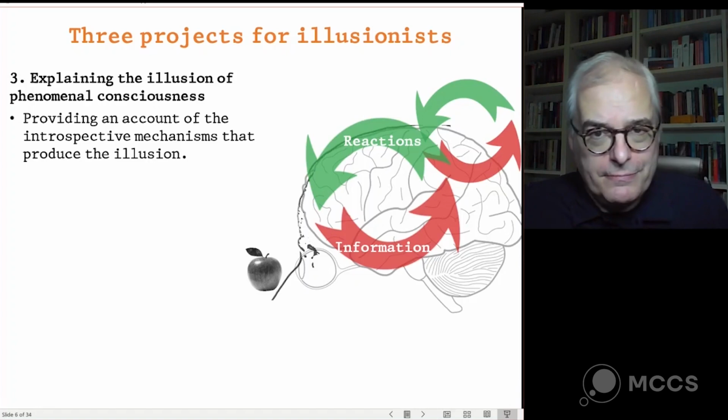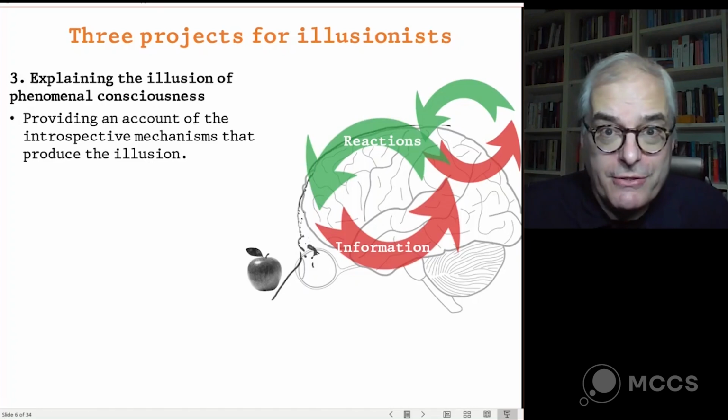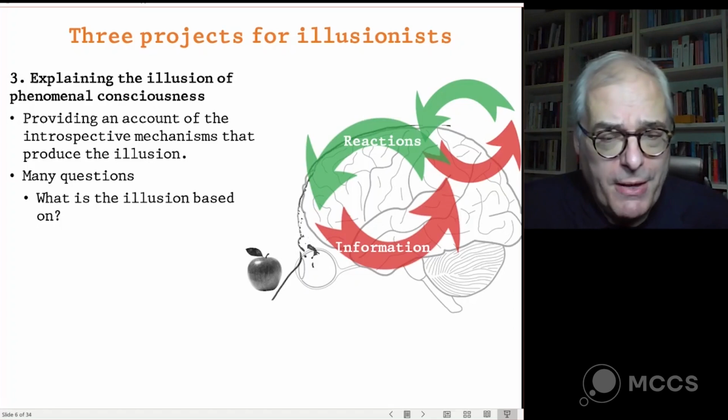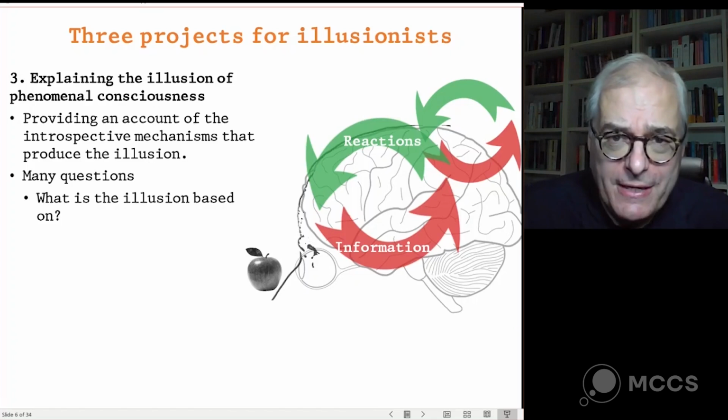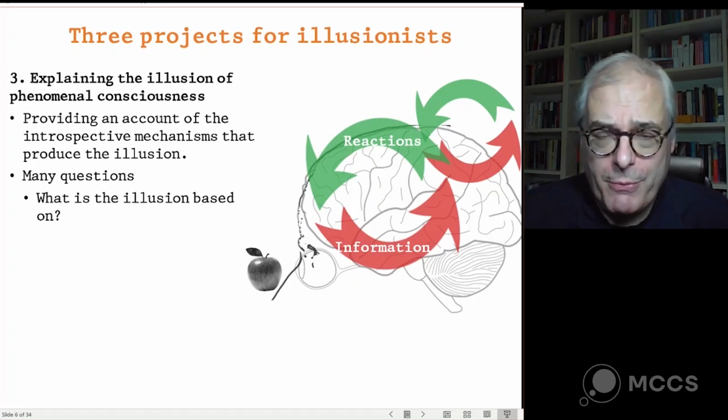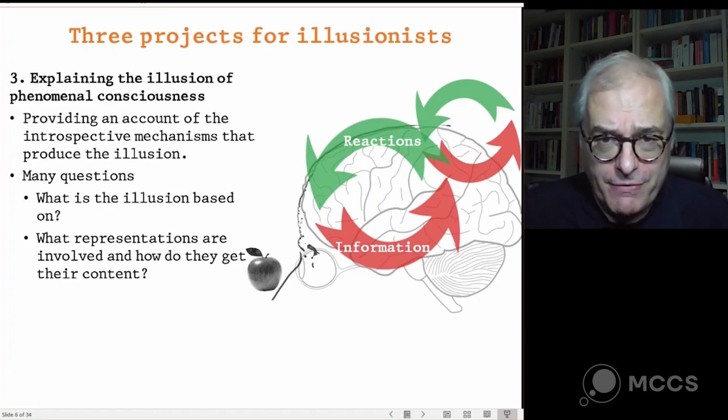But maybe there are ways of developing illusionist theories that are entirely first order, just in terms of the mechanisms of perceptual consciousness itself, without introducing a further level of introspective monitoring, introspective consciousness, as I called it. And here there are going to be many questions about these introspective mechanisms. What is the illusion based on? What exactly is introspection monitoring? I talked about the quasi-phenomenal properties of experience, the properties that cause us to judge that experiences have phenomenal properties. Well, what are these quasi-phenomenal properties? They're the ones that introspection is monitoring and somehow misrepresenting in a way that leads us to think that our experiences have phenomenal properties. What representations are involved in introspection? And how do they get their content?